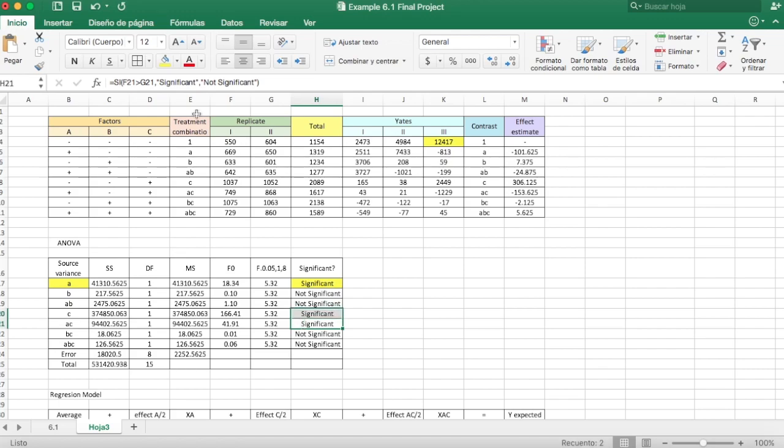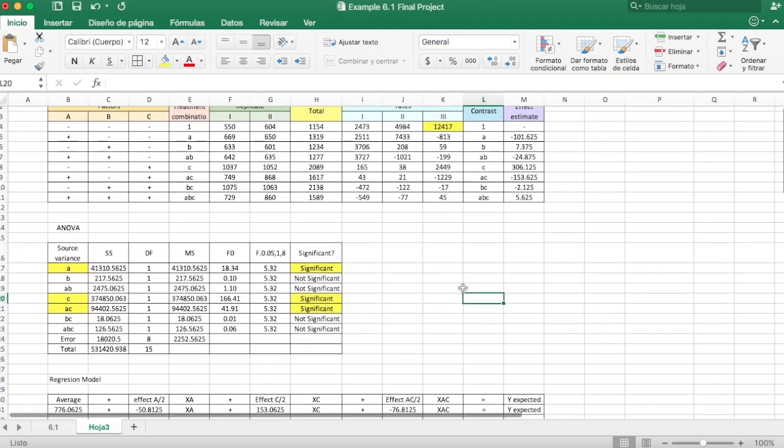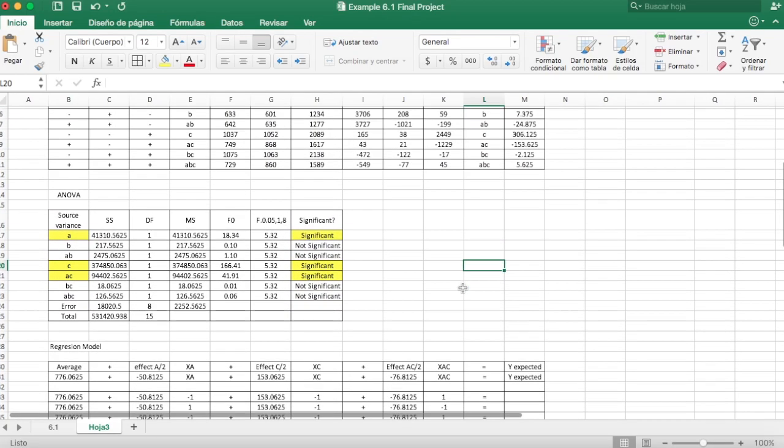Also, factor C and the interaction between A and C are significant as well. So we can make a regression model for those factors. The regression model is the next one.